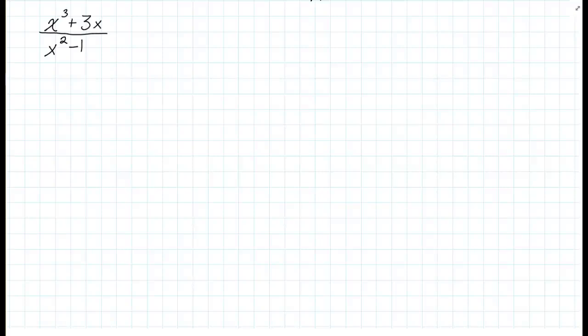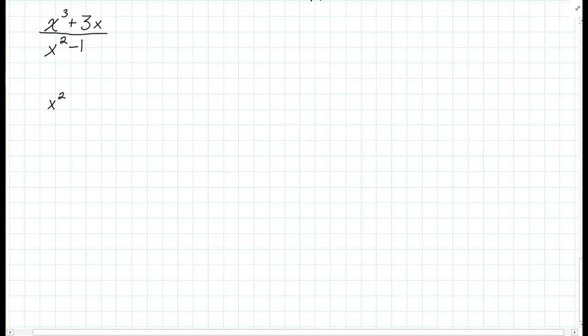All right, so we want to do the same thing with this rational function, but the problem is the degree of the numerator is greater than the degree of the denominator. So we're not going to be able to just write it as the sum of two proper rational functions. So what we're going to do is start off with polynomial long division.